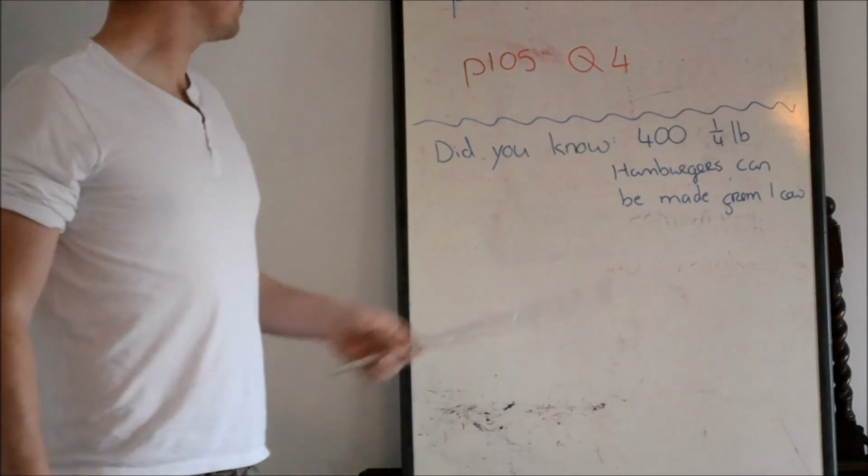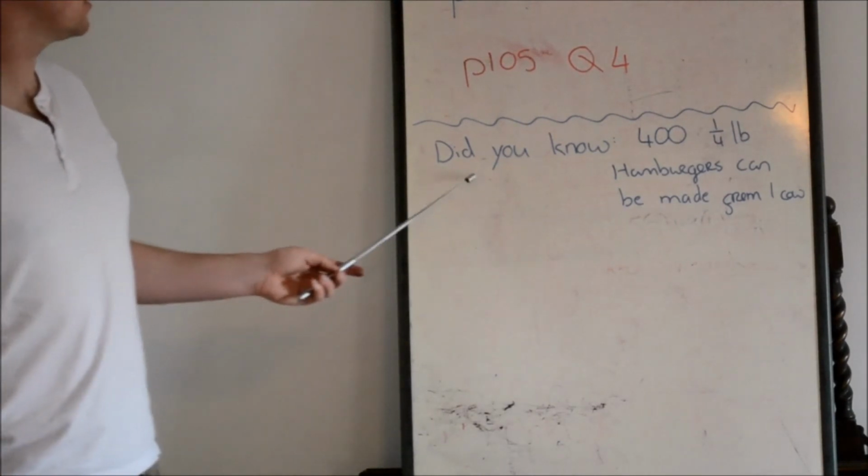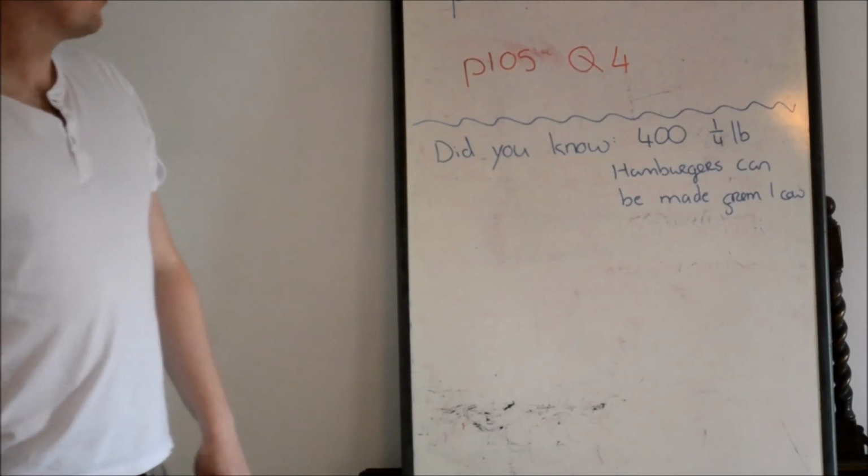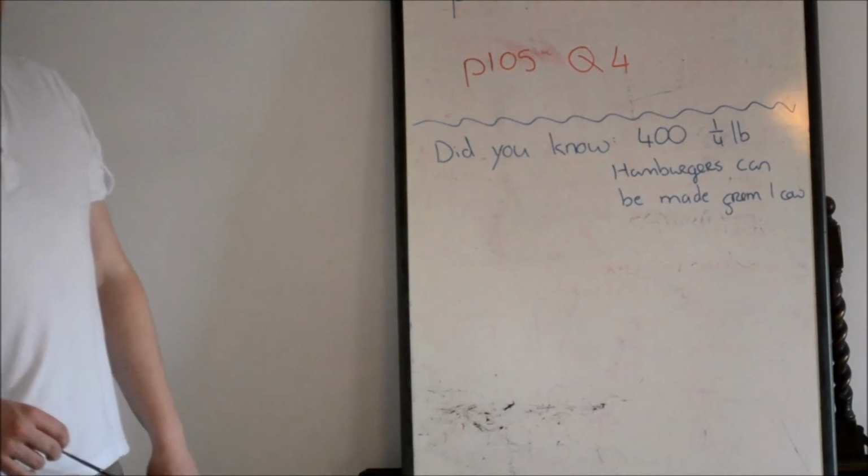And did you know, I'll try to give you something interesting every now and again, 400 quarter pounder hamburgers can be made from one cow.